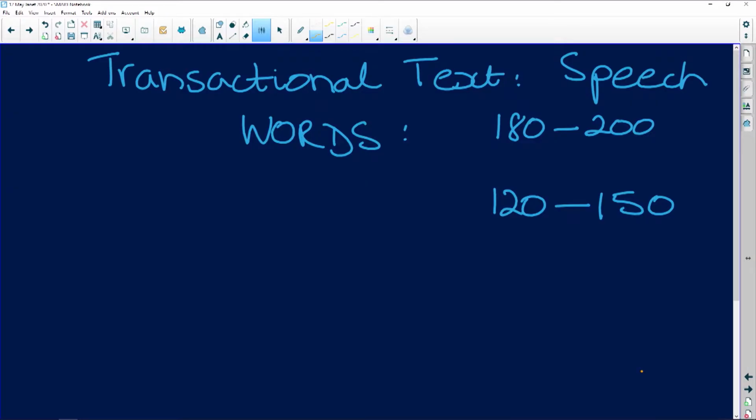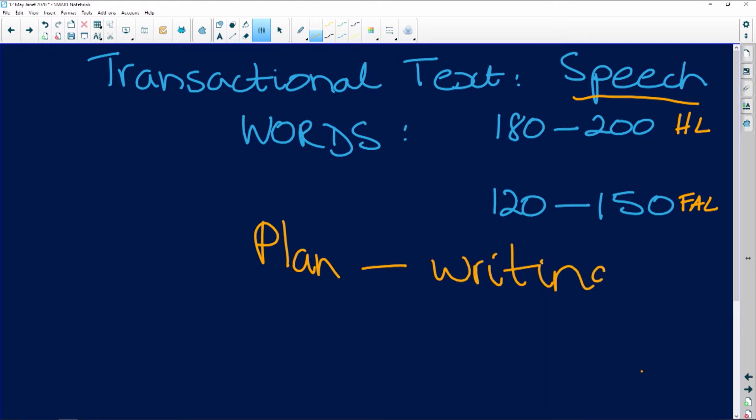Okay. So the transactional text, that is the speech. In home language, it is 180 to 200 words. In FAL, it is 120 to 150. And here, you would plan it the way you plan any piece of writing. But it's not the same process that you use for a prepared speech that you are going to deliver. How do you write the speech? Exactly as you would before.